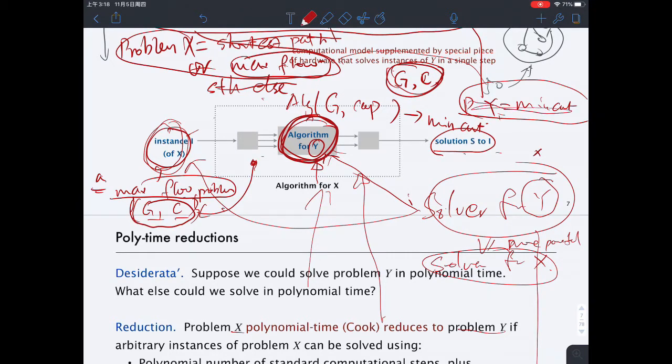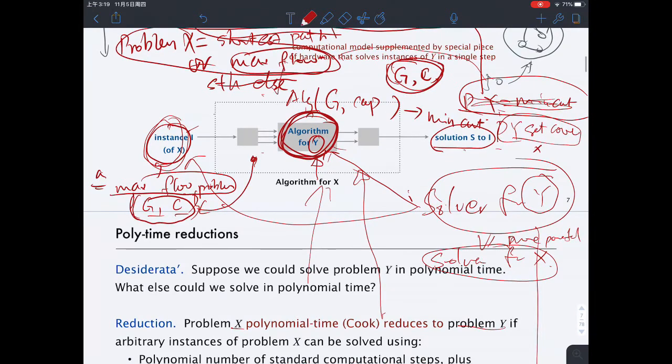So the problem y can be, say, set cover. Set cover is another problem that you are going to see later in this class. Set cover consists of a set of inputs related to sets and elements and has nothing to do with graphs, while the max flow input is a graph. But it turns out that the solver for set cover can be used to solve the max flow problem. That means max flow is easier than set cover.